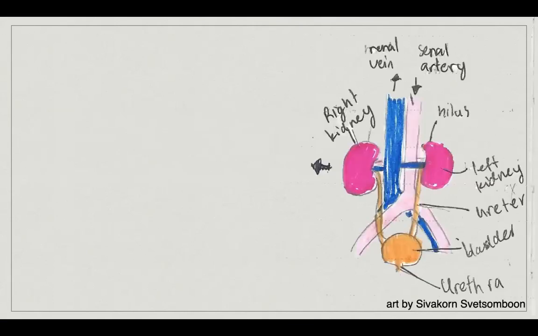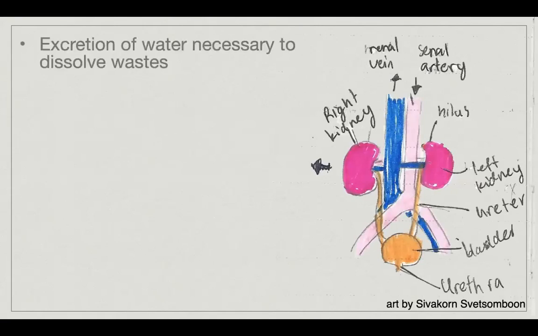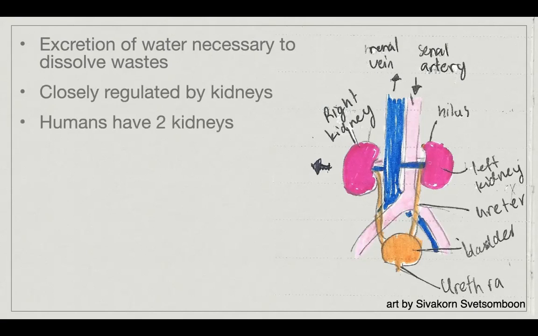So this is a rough sketch of the excretory system done by Gorn, who's from EP 10, 11, somewhere in there. And of course, because the kidneys are there to filter out metabolic waste, we also need water in order to dissolve those wastes. So all of this is controlled by the kidneys.